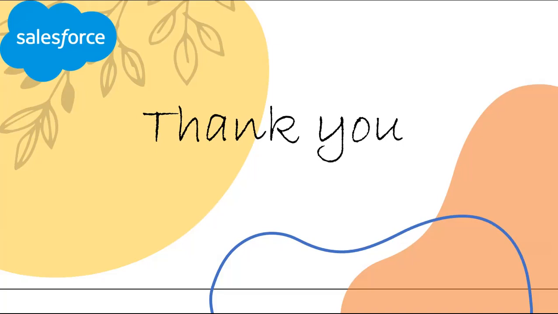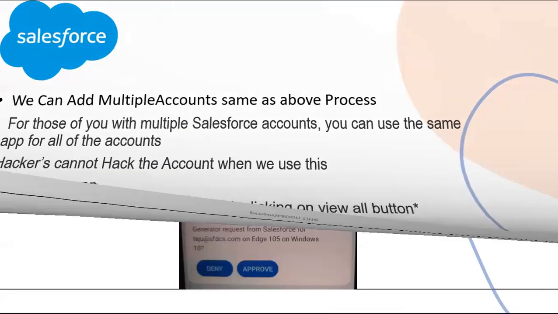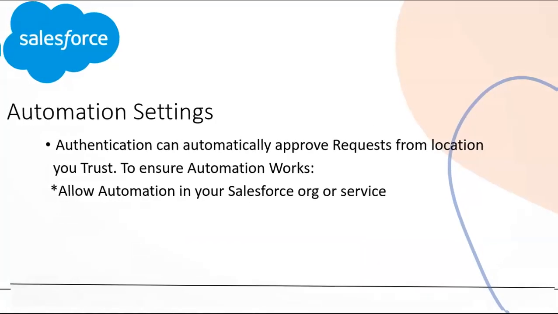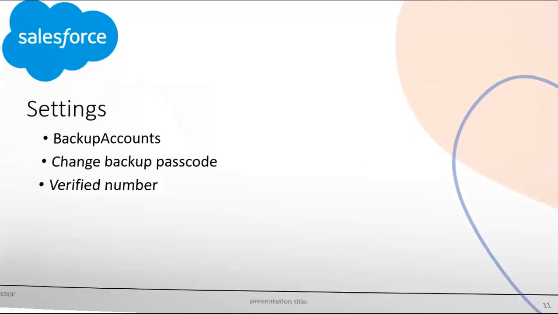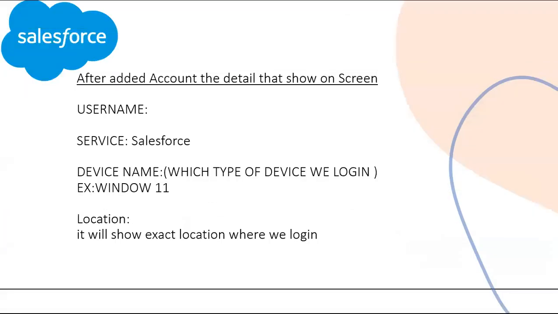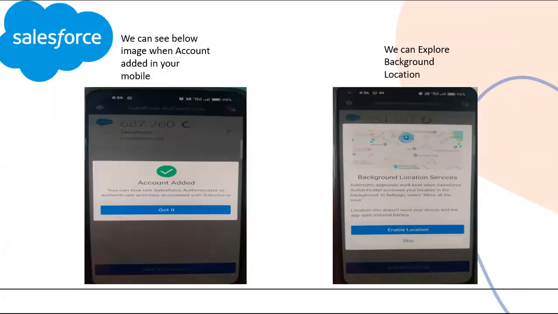So whenever you log into Salesforce using username and password, you will get a notification on your authenticator app to approve or not. If you approve, then only it will log in. If you are not approving, it will not log in. For that, you have to add your account in that authenticator app. Understood, sir? Yes. It provides security, and as she just mentioned, hackers cannot hack your account because you have to approve. Until then, it will not log in.